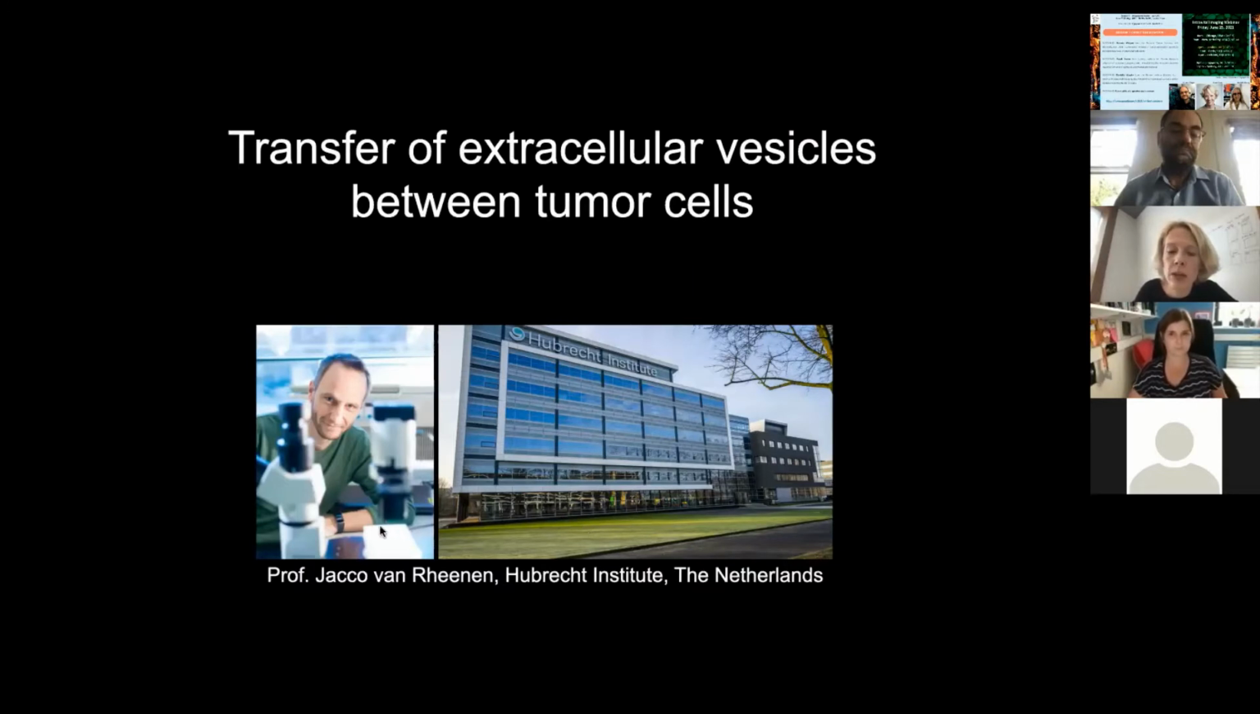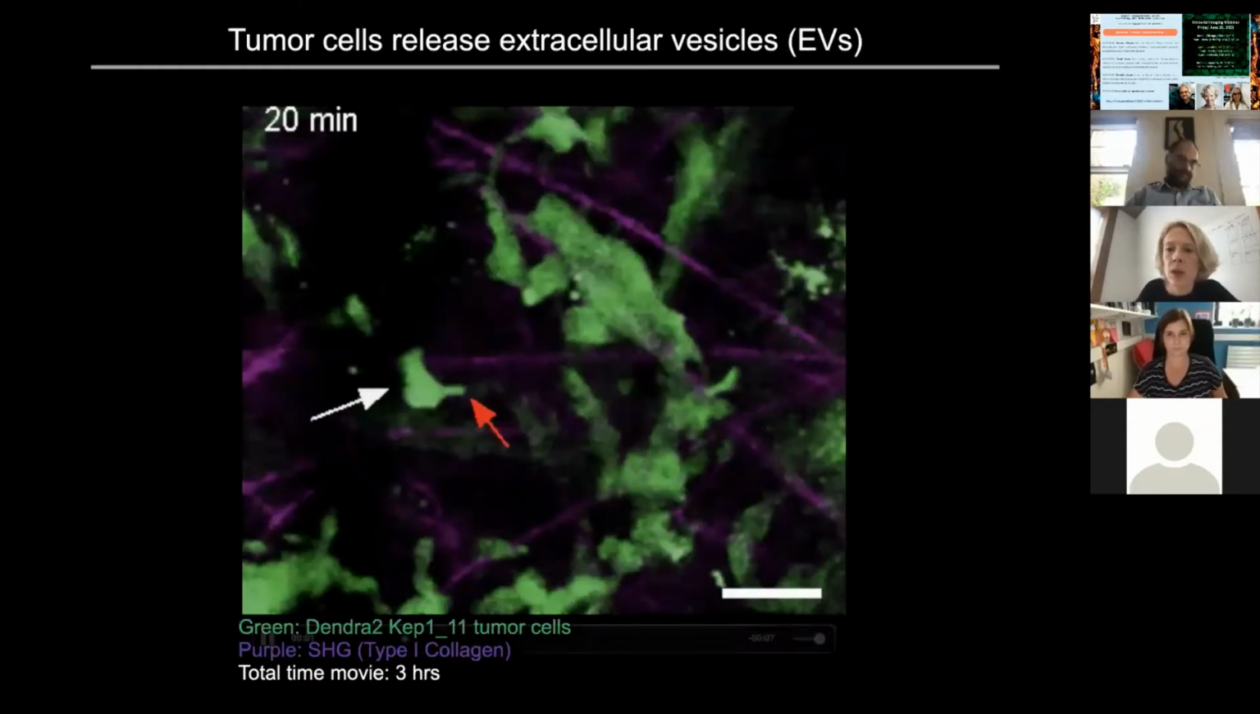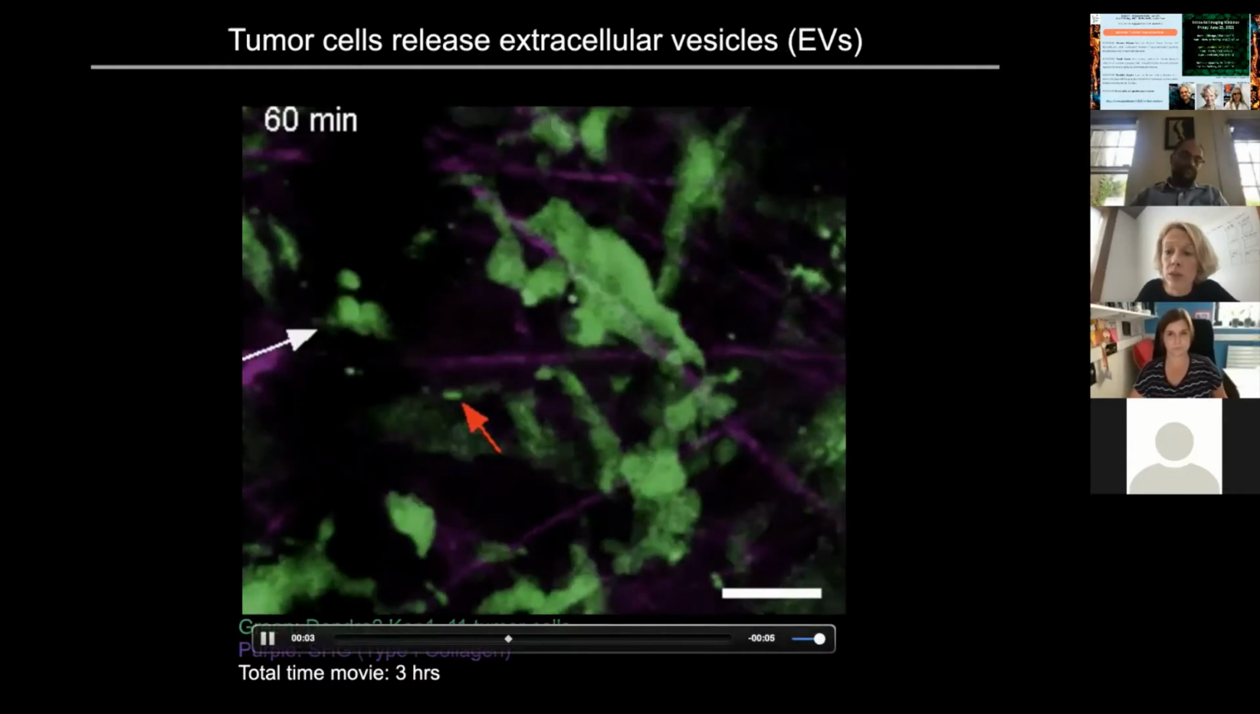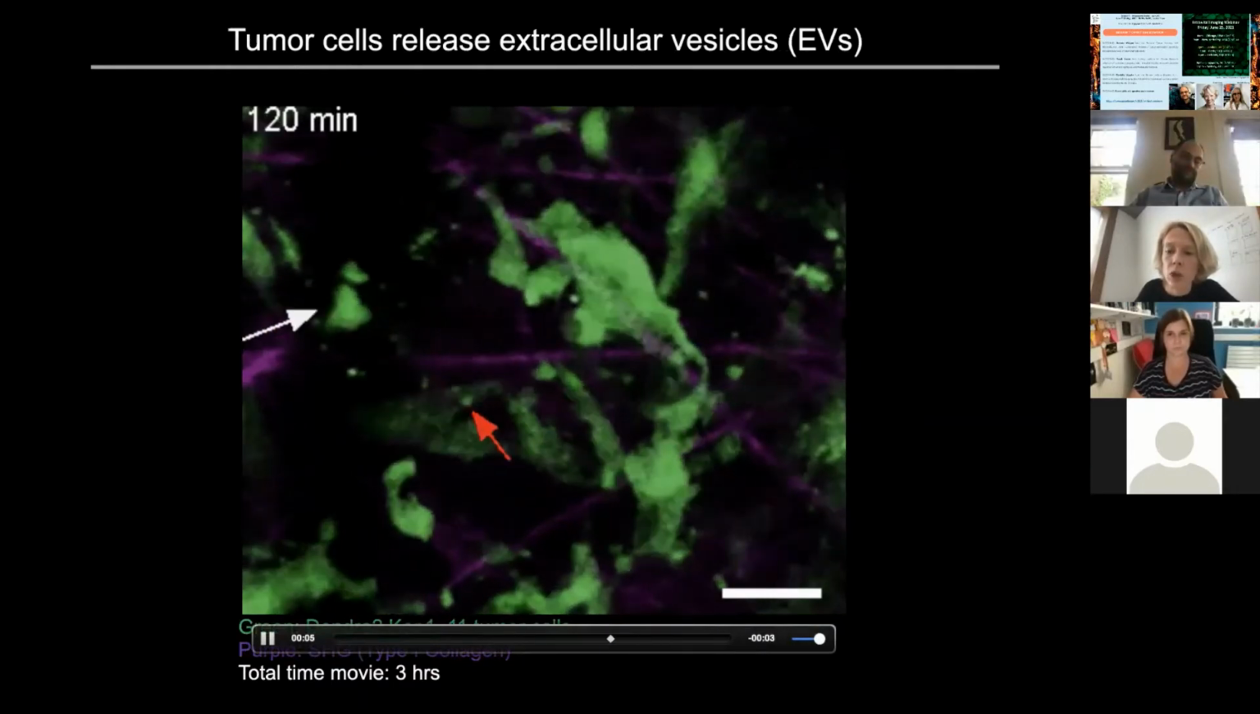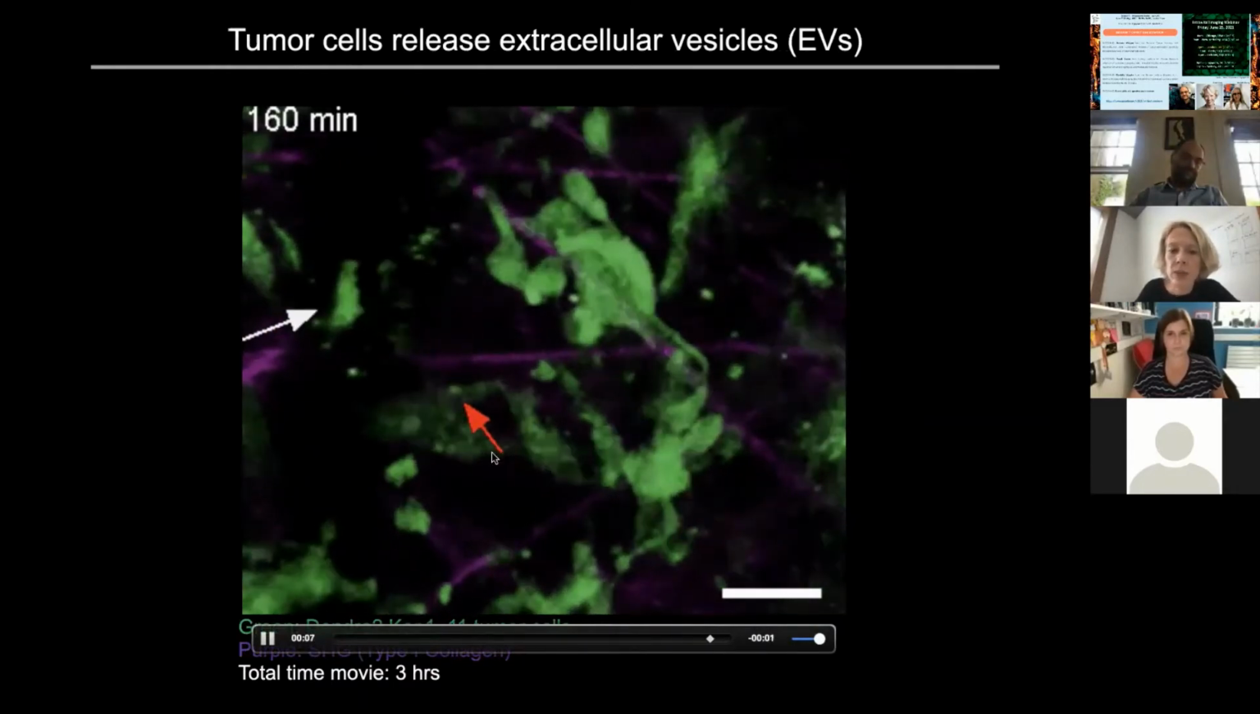But the rest of the talk, I will mainly talk about a project that I worked on during my PhD in the lab of Professor Jacco van Rheenen, at that time still a PI at the Hubrecht Institute in the Netherlands, but recently he moved to the Netherlands Cancer Institute in Amsterdam. And the focus of my PhD project was to study the transfer of extracellular vesicles between tumor cells.